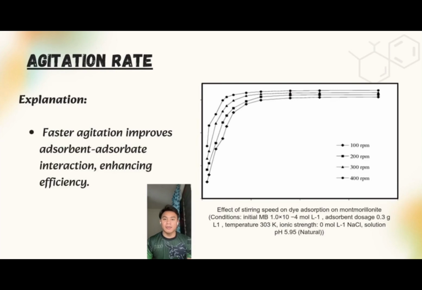Next, agitation rate is another important factor. Faster stirring improves adsorbent-adsorbate interactions, increasing efficiency until equilibrium is reached. For example, dye adsorption on montmorillonite initially increases with stirring speed before stabilizing.